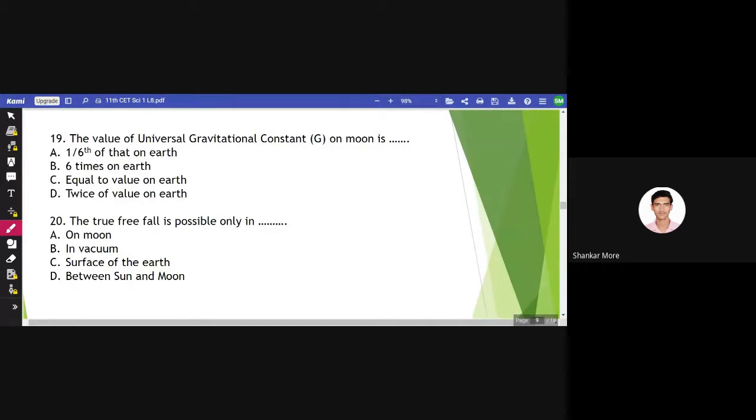Anybody has any different answer? 6 times on the earth. Okay, we have a different answer. Great. Any other answers? Students, there are approximately 27 of you, and I can see answers from only 8 to 9 students. So what are all the other 20 students doing? Okay, somebody has given the answer that it is equal to the value on earth. Okay, and Anvay Maekar, sorry if I am wrongly pronouncing your name. Okay, so which option is correct? We don't have an S option, Vedant. I know you wanted to give A as the answer, right?